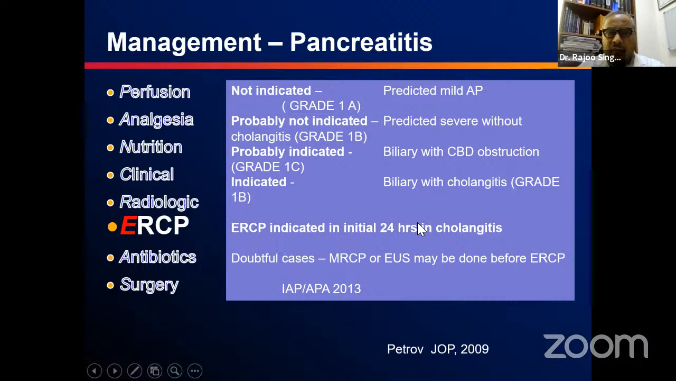ERCP is indicated if there is cholangitis in the first 24 hours. If there is cholangitis, do an ERCP. How do you pick up cholangitis? If the counts are rising, LFT shows SGOT, SGPT increasing or alkaline phosphatase or GGT increasing, or on an ultrasound you see the common bile duct getting distended and you see stones there, then urgent ERCP is indicated. Generally, we avoid ERCP after 72 hours because the outcomes are not so good, and it also becomes a little difficult to do because the whole of the duodenum gets swollen up.